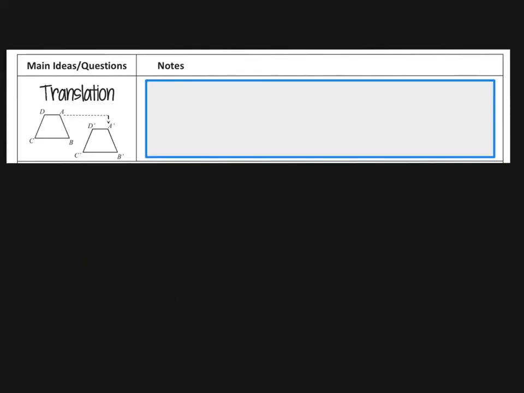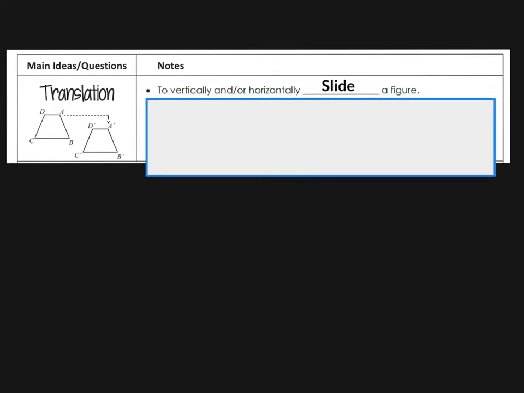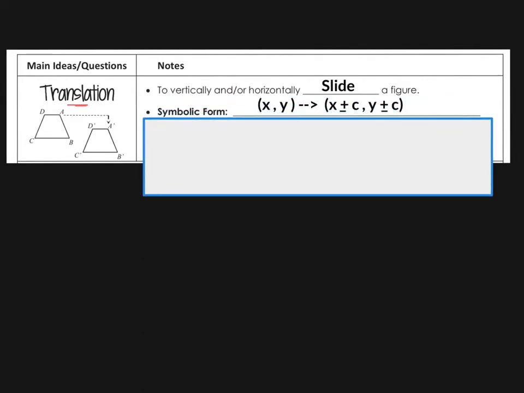What is a translation? Now, in your notes, you're ready to follow along with me. To vertically and or horizontally slide a figure, right? And that's why I said to pay attention to that SL in translation. That SL is where I remember sliding. And in symbolic form, we want to get this into our notes, so you might want to press pause and copy this in.